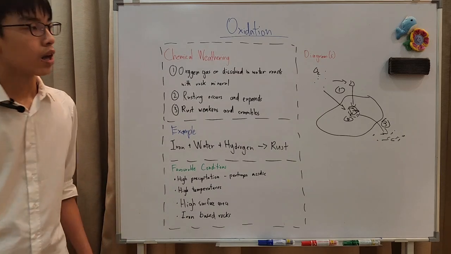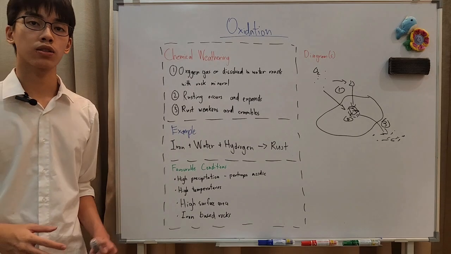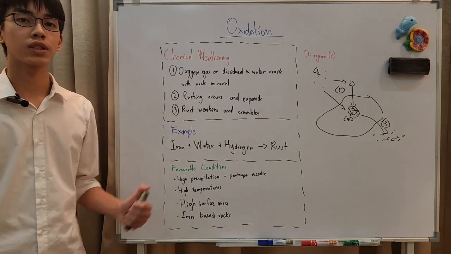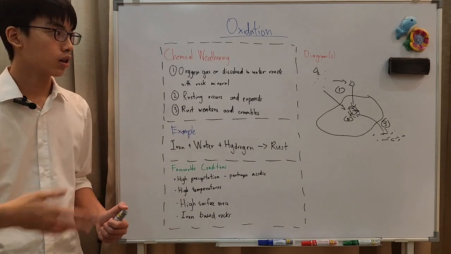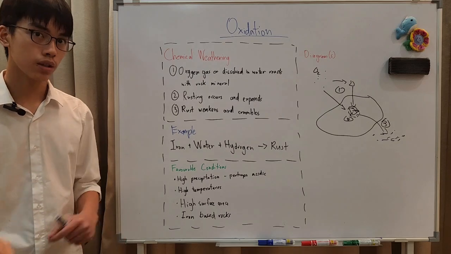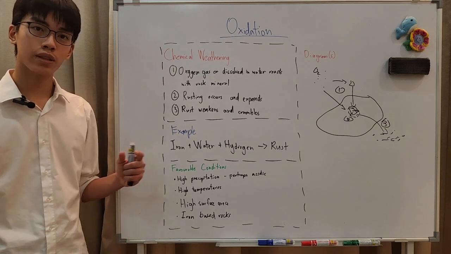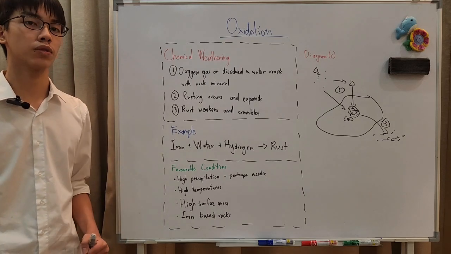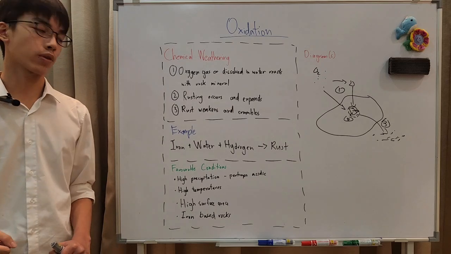High surface area: if your minerals have a lot of surface area, it allows oxygen, or water dissolved with oxygen, to coat it a lot. The more the oxygen can attack and react with your minerals, and therefore the greater the rate of reaction.